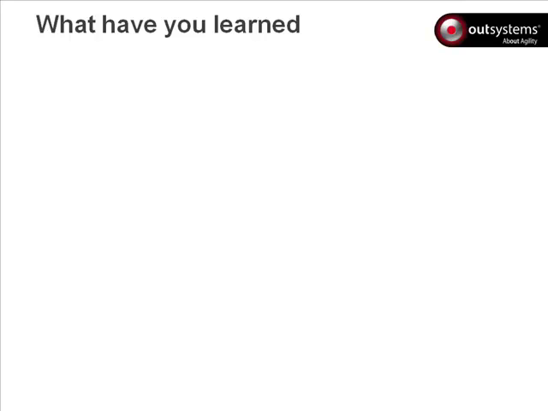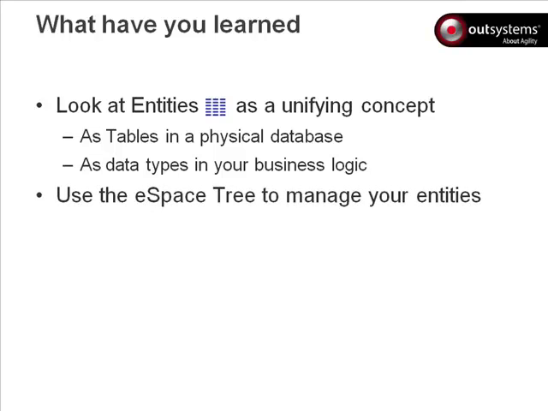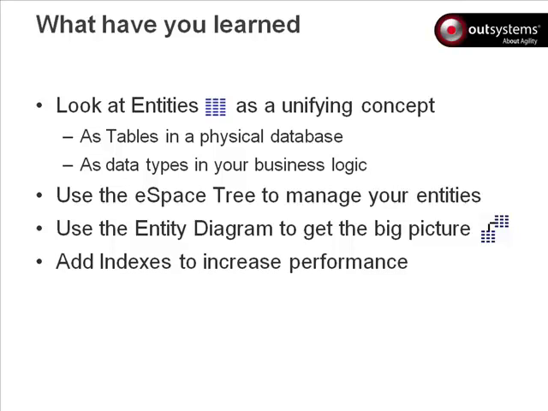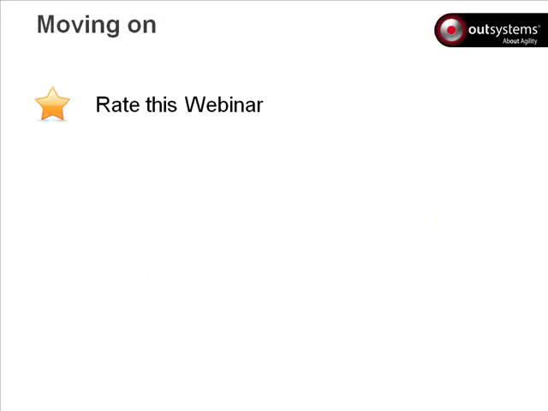During this lesson, we talked about how you should look at entities as a table in the physical database and as data types in your business logic. You then moved to Service Studio and reviewed how to use the eSpace tree to manage entities. You saw how you can use the entity diagram and get an overview of the data model, and how you can add indexes to increase performance. Finally, you learned how to interact with the database using queries and entity actions.